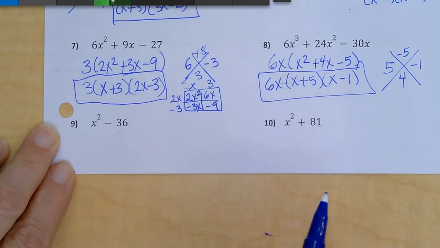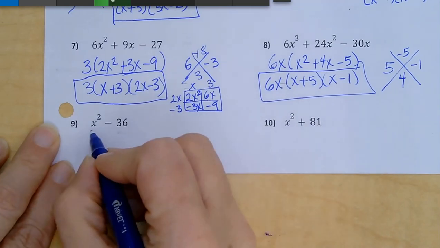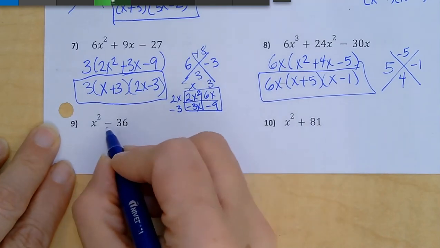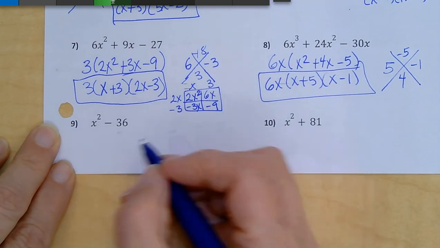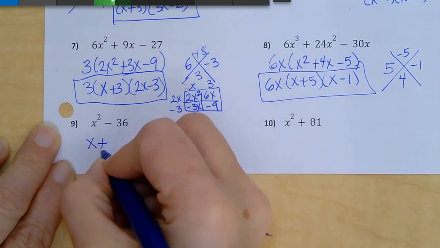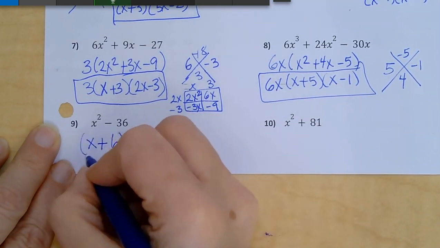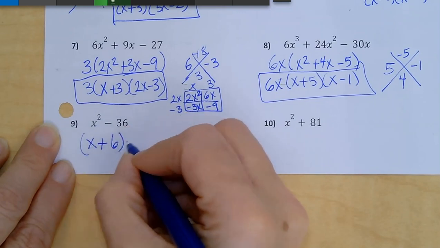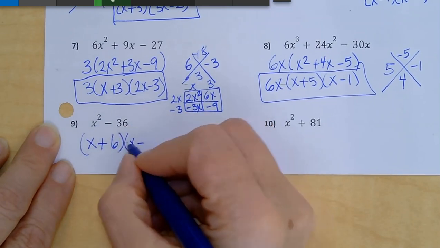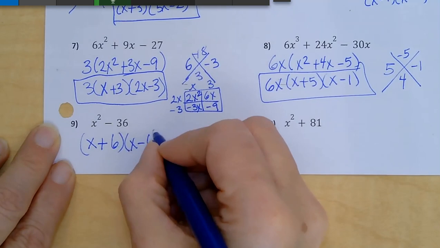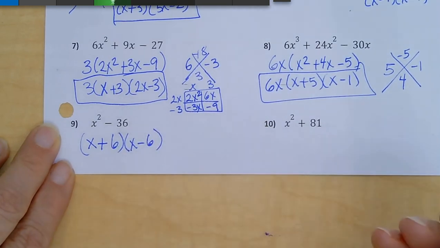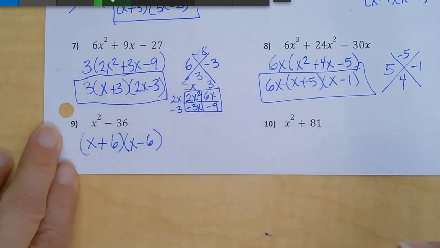We have two more for this warm-up. This is x squared minus 36. It's a difference, right? And those are both perfect squares. So with a difference of squares, my rule is I'm going to take the square root of the first term and the square root of the last term. I'm going to have x plus 6 times x minus 6. That's because when I multiply those back together again, I'm going to get rid of my middle term.